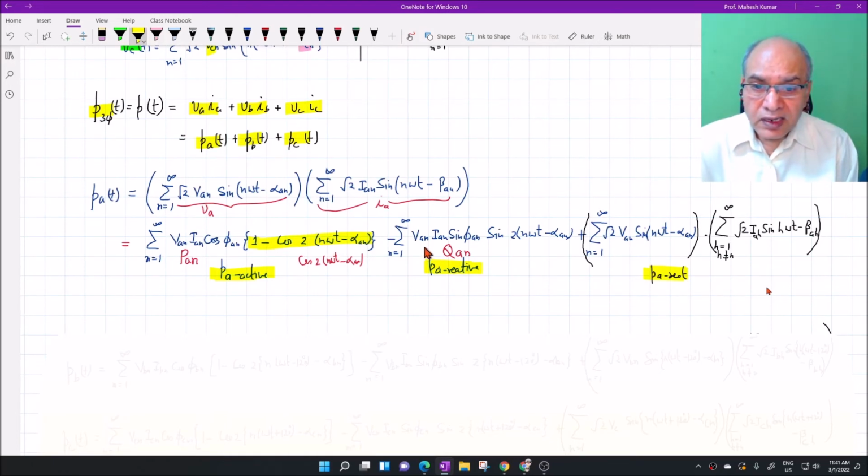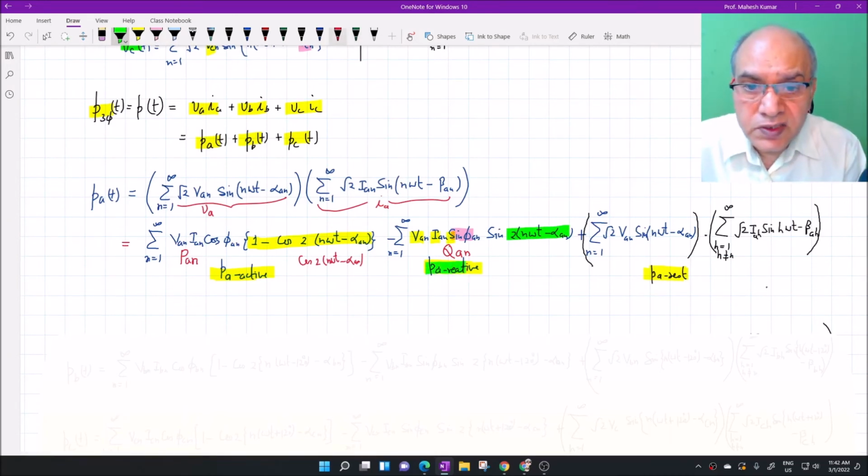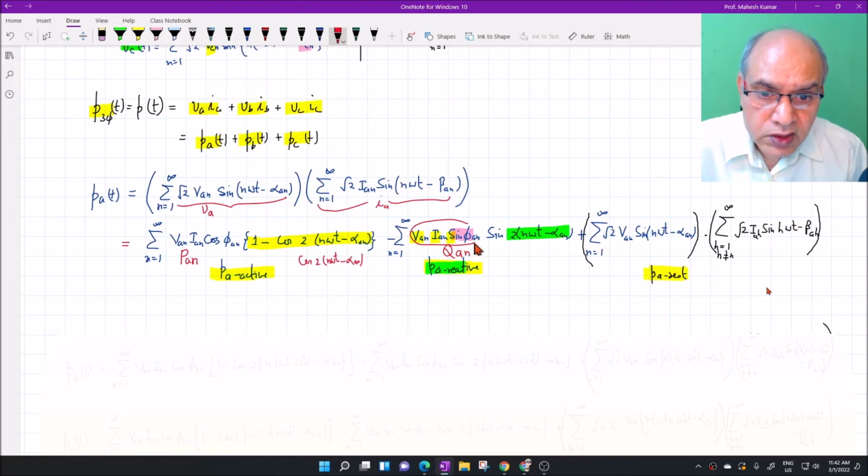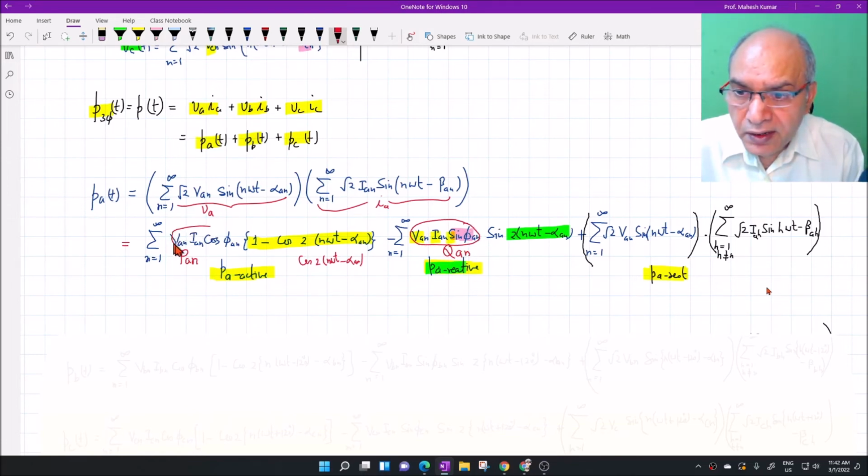Then next one will be P reactive. Now P reactive is again VAN IAN sine phi AN. This is the counterpart of cos. So this is VA IA cos, this is VA IA sine, into sine 2 omega t. Now 2 omega t becomes 2 n omega t minus alpha AN. So this is the sine 2 omega t term, and therefore this forms P reactive. And this part is basically nothing but QAN. This is PAN, where n is 1 to infinity.